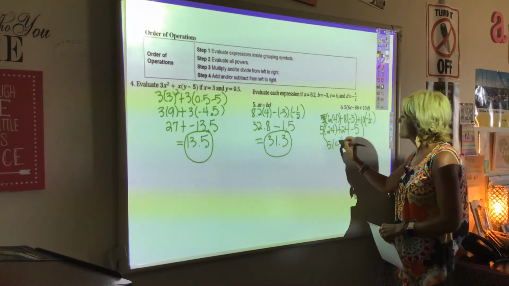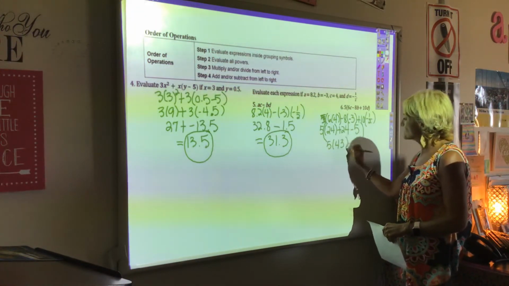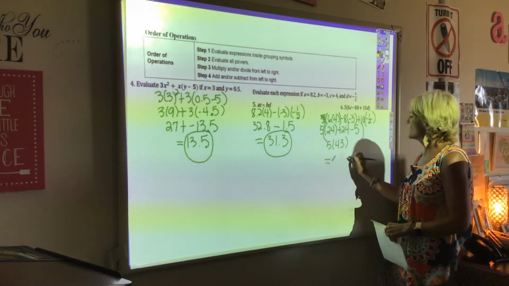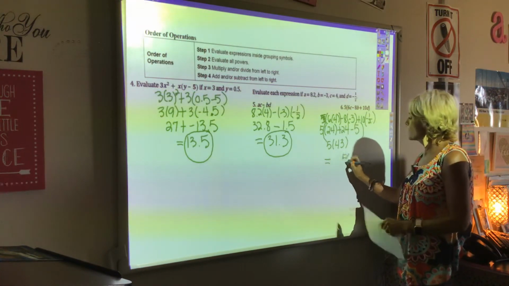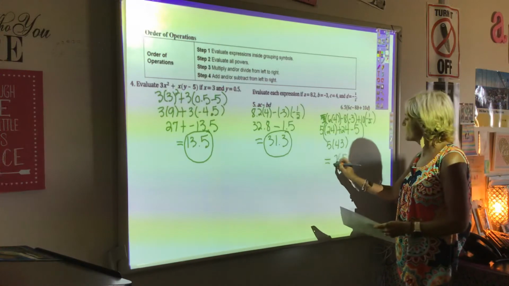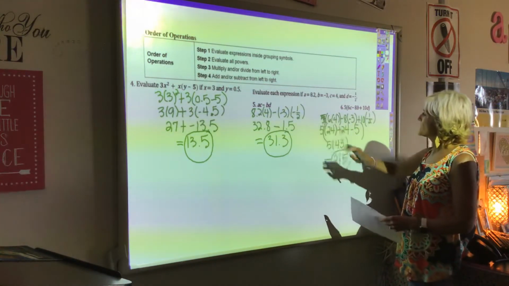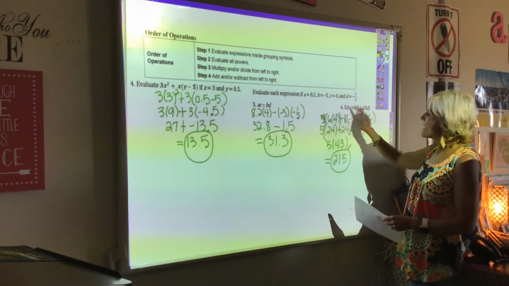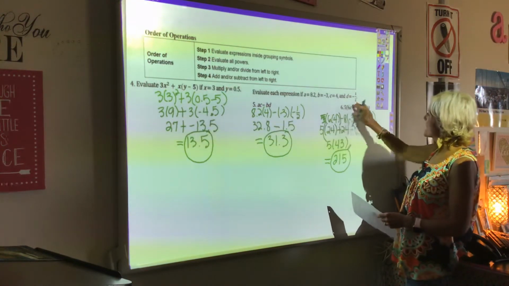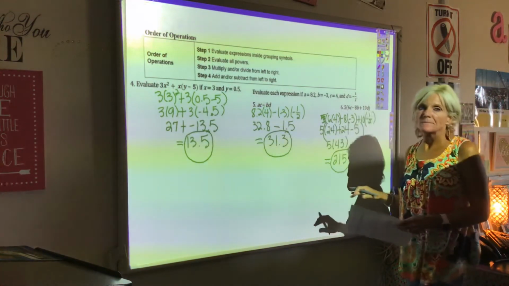5 times 43 will equal, let's see, 215. So I apologize there. I was just thinking about the 5 being with the 6C, but it's actually with all of it.